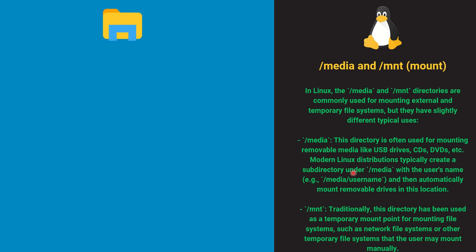In modern Linux distributions, if you connect a USB drive, a directory is often created like /media/username, and it automatically mounts removable drives. /mnt is for mount. This is traditionally for mounting network drives, when you map a network drive to your server or computer.